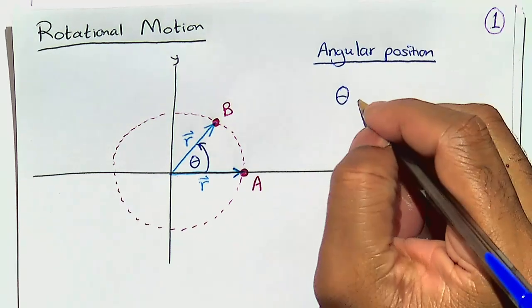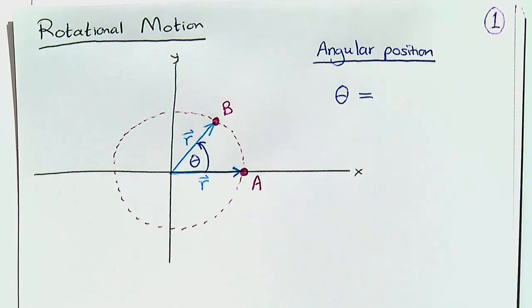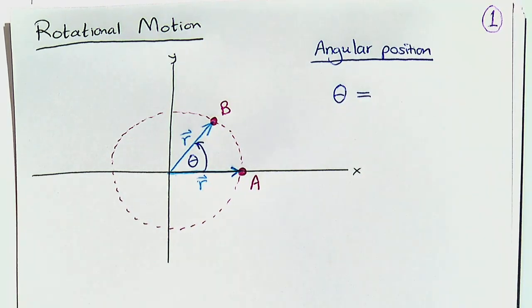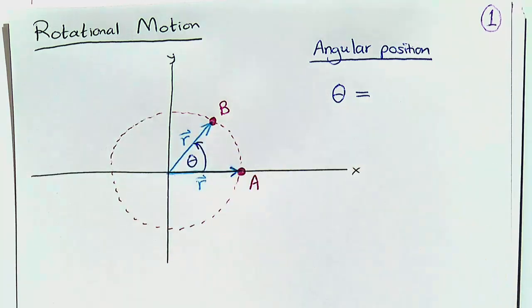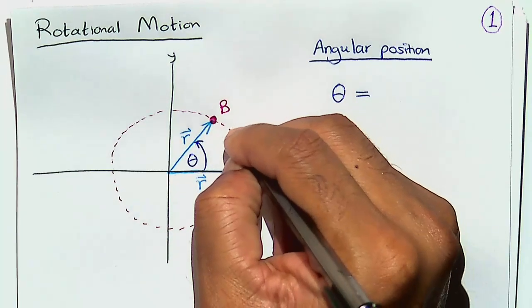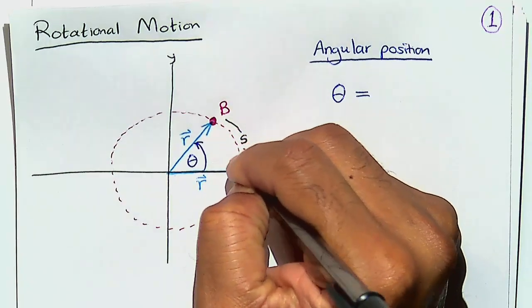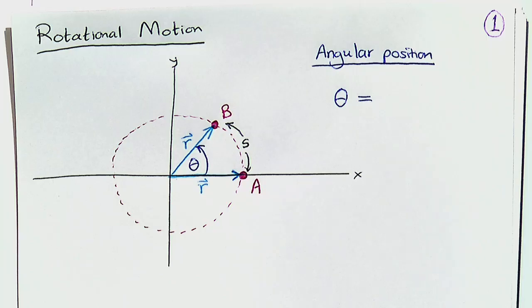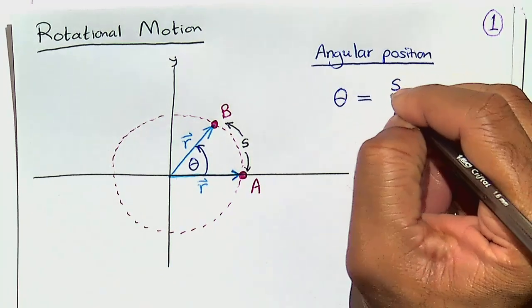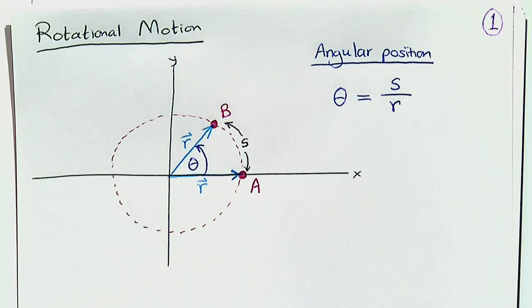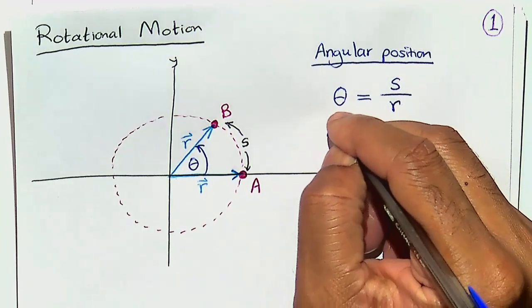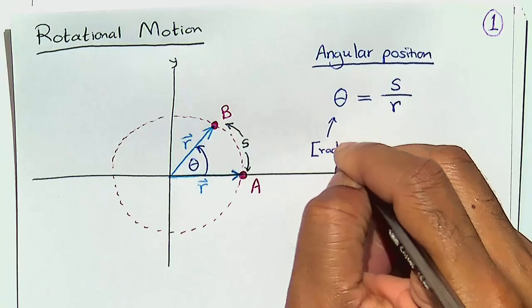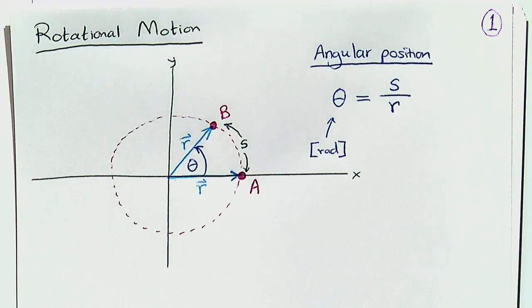So the angular position is related to your radius here, and this length here, this arc length, we'll call that S. So this distance here along the arc, that distance S. So angular position is that arc length divided by the radius. And you'll list angular position in radians. Standard units will be radians, more on radians in a second. But that's how we're going to define angular position.